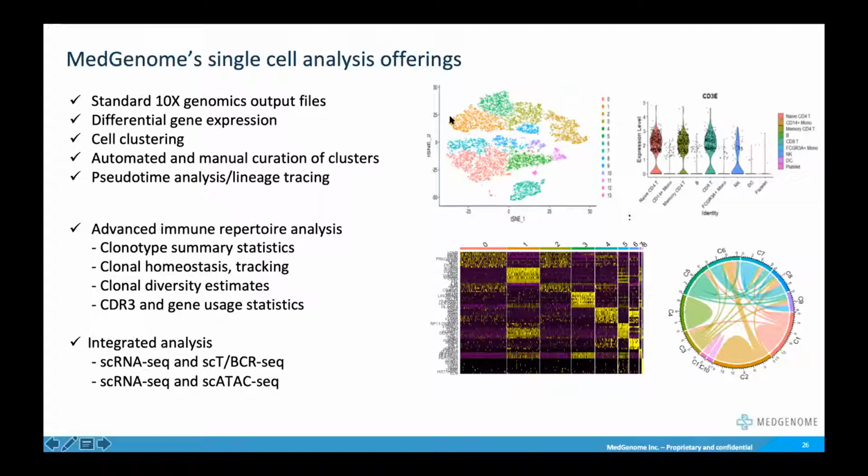We also provide analysis for pseudotime and lineage tracing, which can help you identify the differentiation of different cells into their lineages. We also do advanced visualizations of individual gene markers and look at the breakdown of the expression levels across the different cell types that we've identified, either manually or through automated curation.